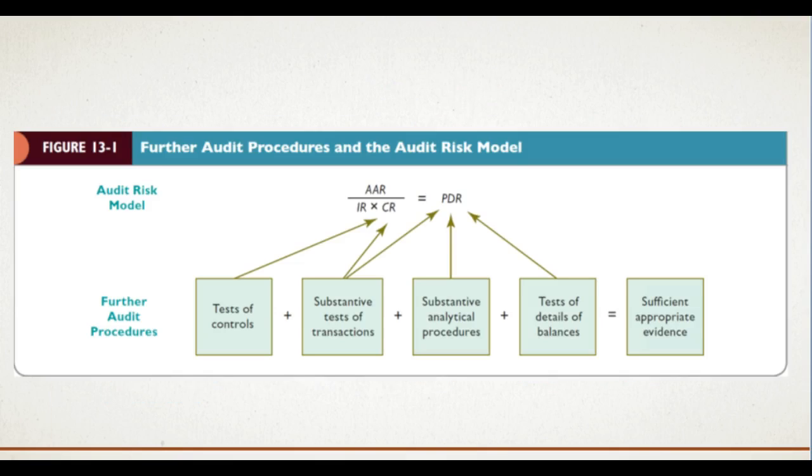Here, we have an illustration of the relationship of the 4 types of further audit procedures mentioned in the previous slide. As this figure shows, tests of controls are performed to support a reduced assessment of control risk, while auditors use substantive analytical procedures and tests of details of balances to satisfy planned detection risk. Substantive tests of transactions affect both control risk and planned detection risk because they test the effectiveness of internal controls and the dollar amounts of transactions. The combination of these 4 types of further audit procedures provides the basis for the auditor's opinion. You can find figure 13-1 on page 410 of your textbook.